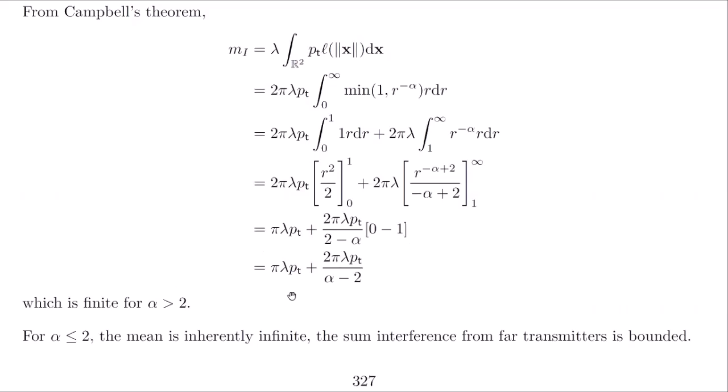But now if I put alpha less than 2, you see it is still infinite, because the problem was not the points close by; the problem was the behavior at infinity. There were many base stations contributing non-zero values, leading to infinite interference. And that has not changed here, since I have only modified the behavior near the origin. So the mean interference in this case is also infinite. This means that for alpha less than 2, the mean is inherently infinite, and the sum interference from the transmitters is unbounded.